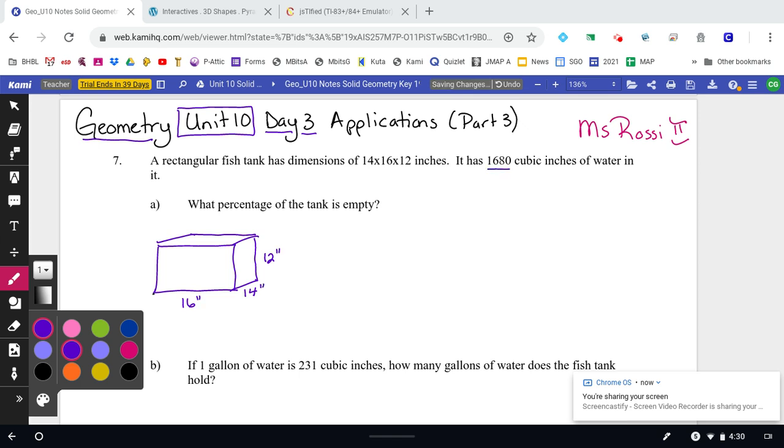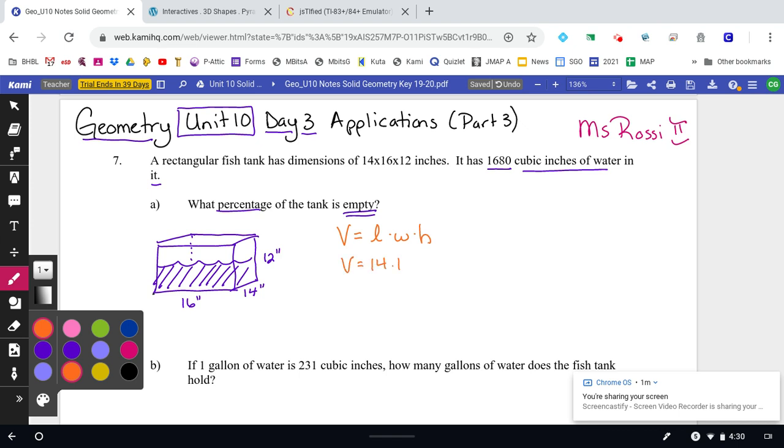And it has 1,680 cubic inches of water already in it. All right, so water is already in the tank, but I want to know what percentage of the tank is empty. We got to do two things here. We need to find the volume of the tank when it's full. So we're going to use length times width times height: 14 times 16 times 12.